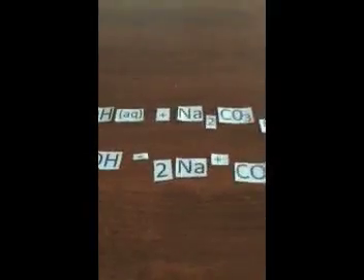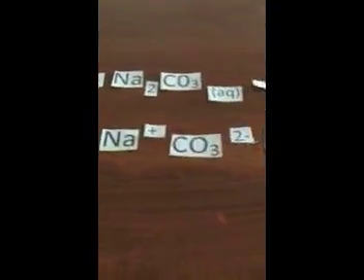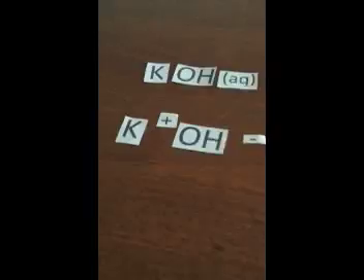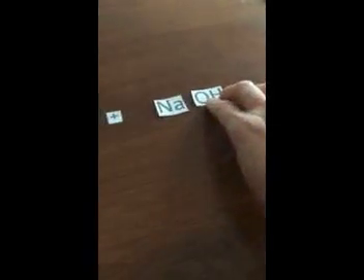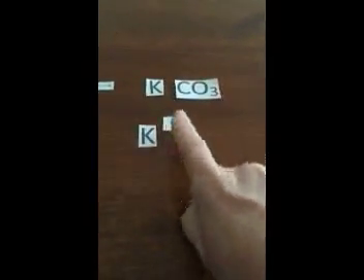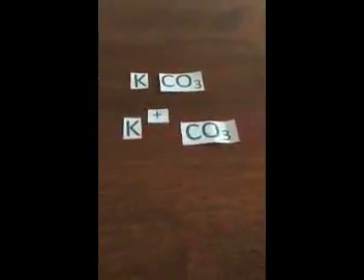So we look at the cation of the potassium and the anion of the carbonate, and we put them together, and then we do the opposite. So now we're going to look at the sodium in the sodium carbonate and the hydroxide in the potassium hydroxide. So let's check out their charges. Potassium has a charge of +1. Carbonate has a charge of -2.